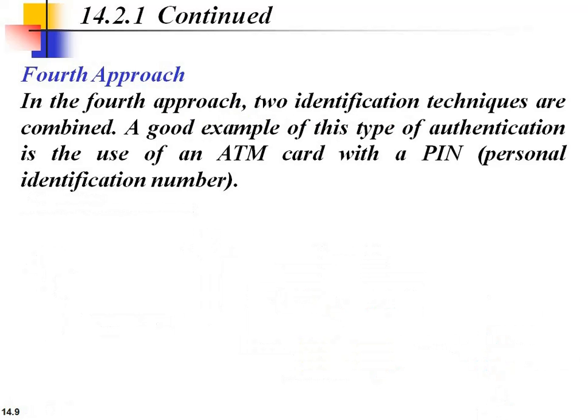And there is one more approach, that is the fourth approach. In this fourth approach, two identification schemes are combined. A very good example of this type of authentication is the use of an ATM card and a PIN, that is the personal identification number. So the card belongs to the category something possessed, and the PIN belongs to the category of something known. The PIN is basically a password that enhances the security of the card. If the card is stolen, then nobody could use it unless the adversary is able to know the password.